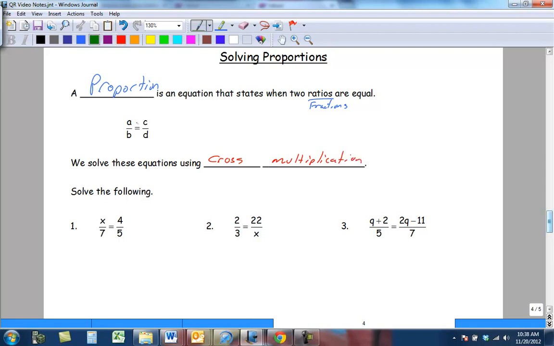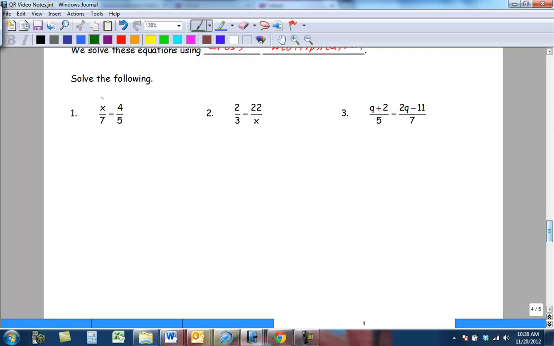So, in this case, we would do A times D equals the other cross product, B times C. Alright, so let's do a couple of examples here.